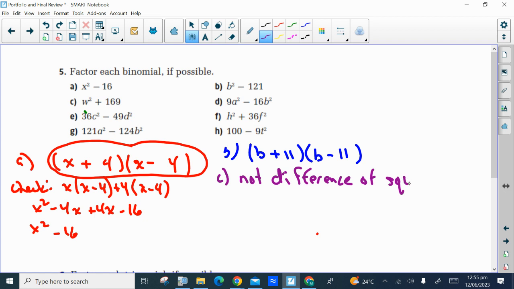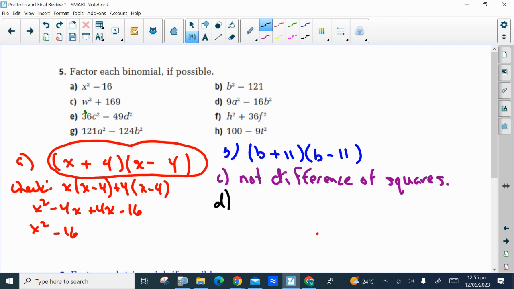And again, on the final exam, all the questions you're asked to factor are factorable, so you won't get any that aren't. But when we did examples in class, we saw sometimes some that were not factorable.